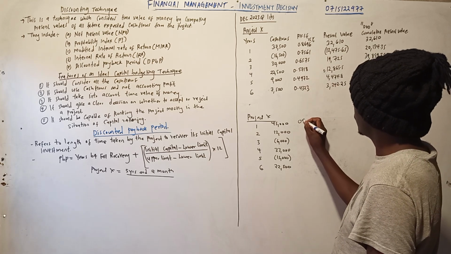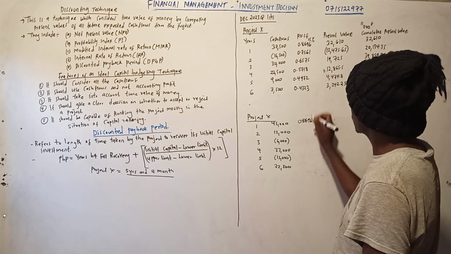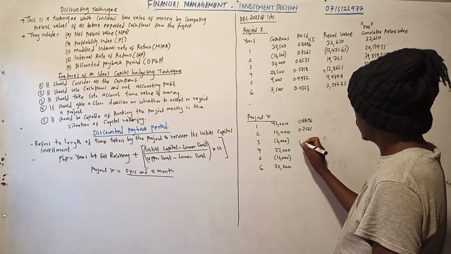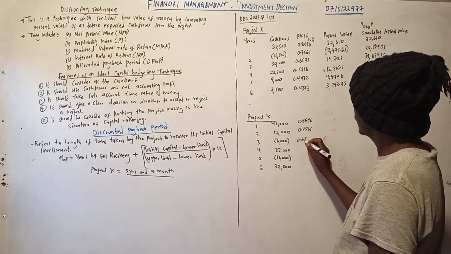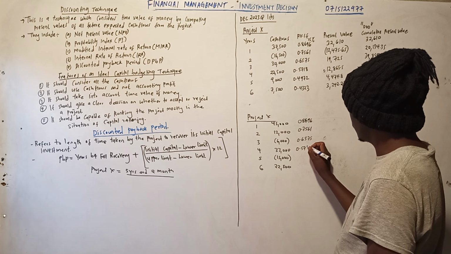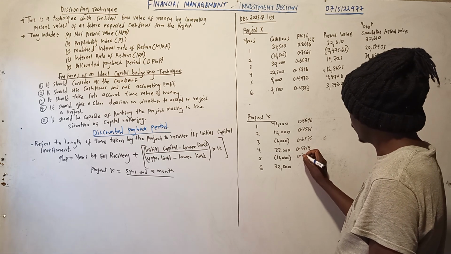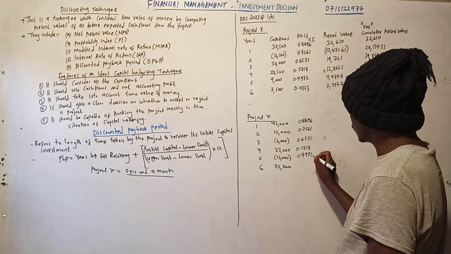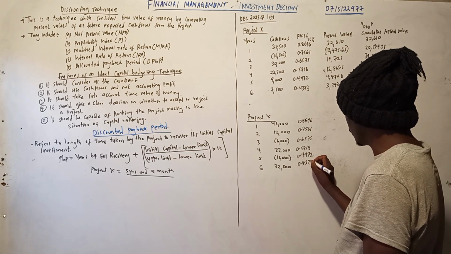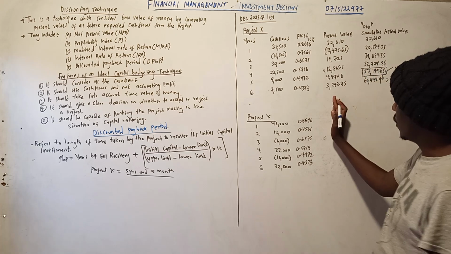So 0.8696, 0.7561, 0.6575, 0.5718, 0.4972, 0.4323. Now let us get to the present value.